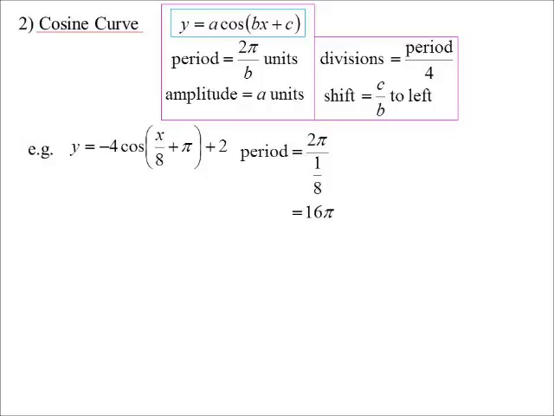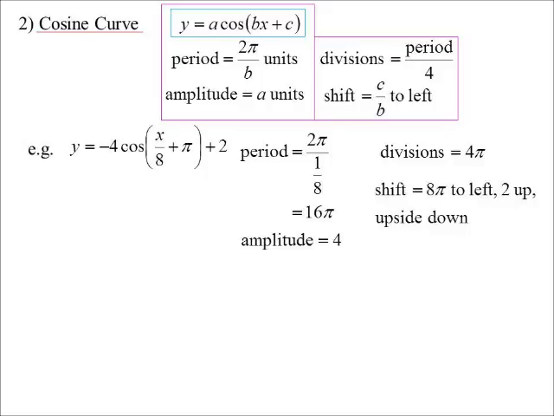So our period will be 2 pi divided by the coefficient of x, which in this case is 1/8. So we end up with 16 pi. The amplitude is still 4, even though it says negative 4. Remember, amplitude is a measurement. So we always give a positive value. So amplitude is 4. I will mark off my divisions every 4 pi.